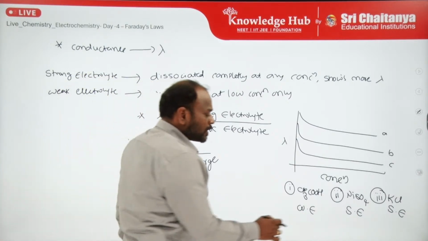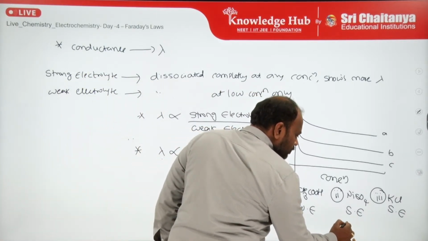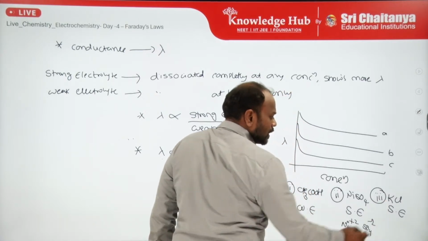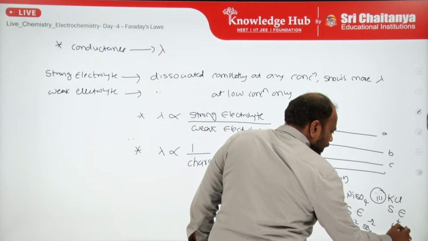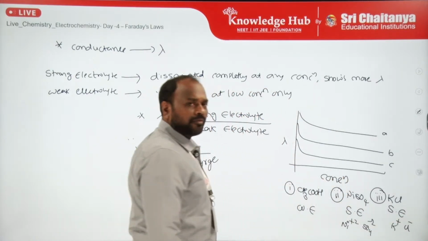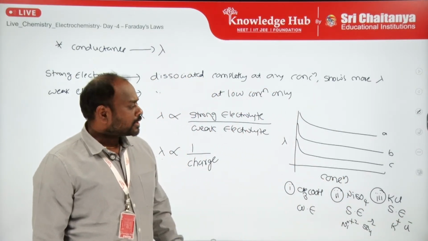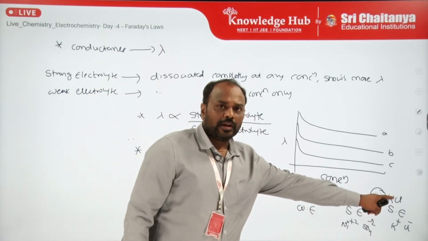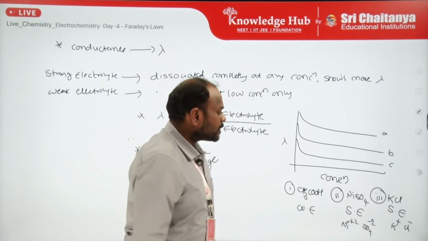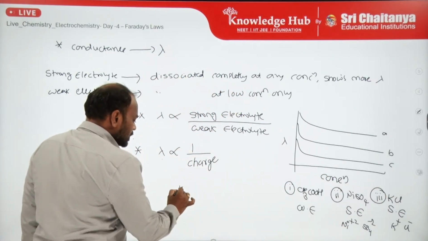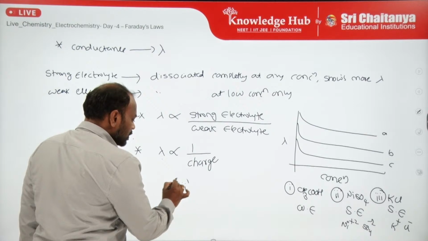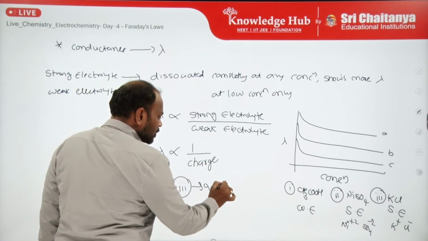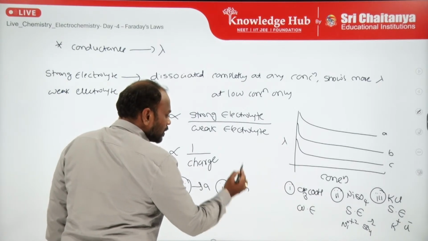So what is the charge of this one? Nickel plus 2, sulfate SO4 minus 2. Strong electrolyte K plus Cl minus. Where is the charge less? Charge is less, conductivity is more. So less charge is for which one? KCl. So that's why the third one matches with A. The second one matches with B.